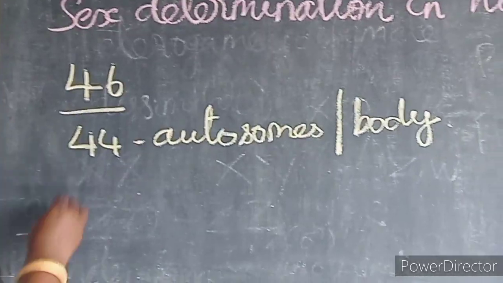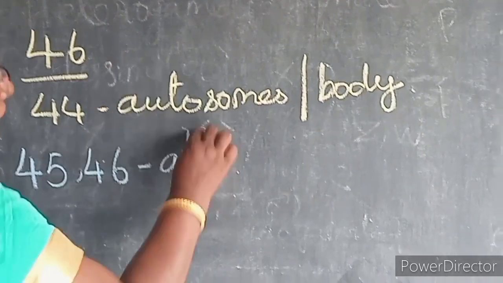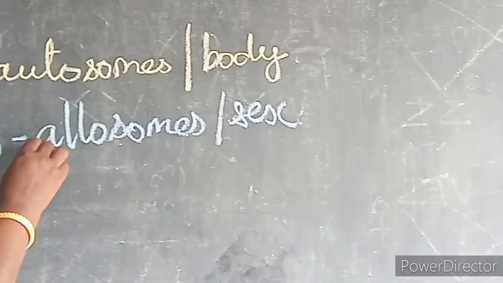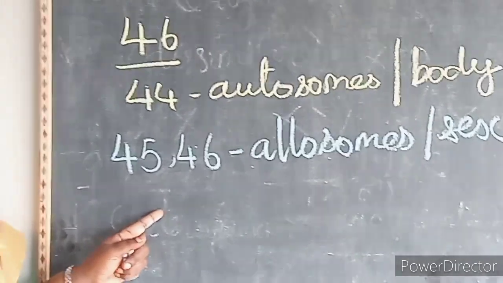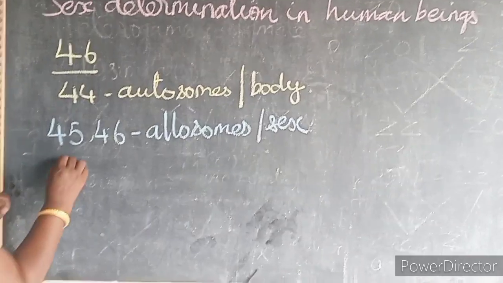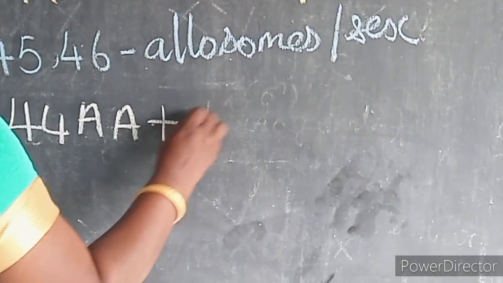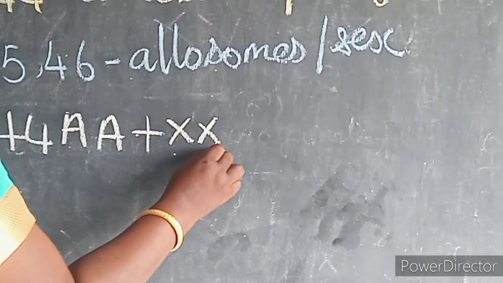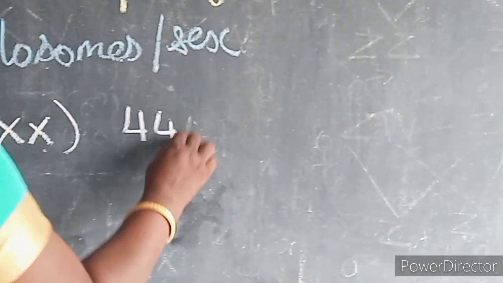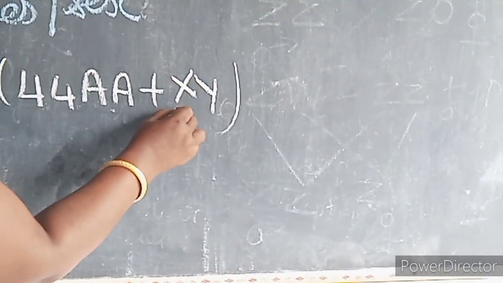The last chromosome, that is the 23rd pair of chromosome, or the 45 and 46 chromosomes, are the allosomes, or the sex chromosomes. Any changes in this chromosome can pass from one generation to another generation, from the parent to the offspring. So here there are 44 autosomes. A represents the autosome. Then with the XX, it represents the female, having two similar gametes. Then 44 autosomes with the XY, so this XY represents the male.